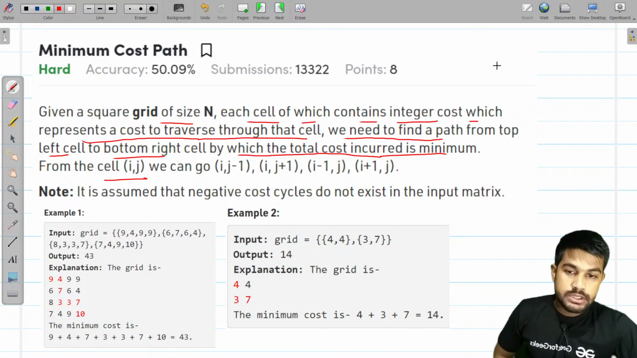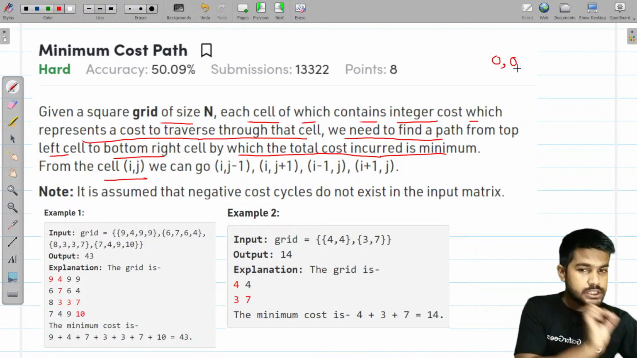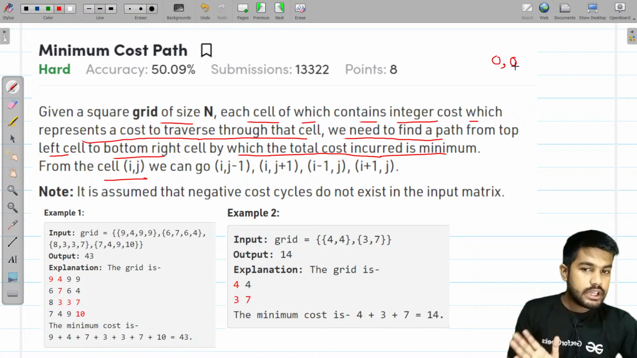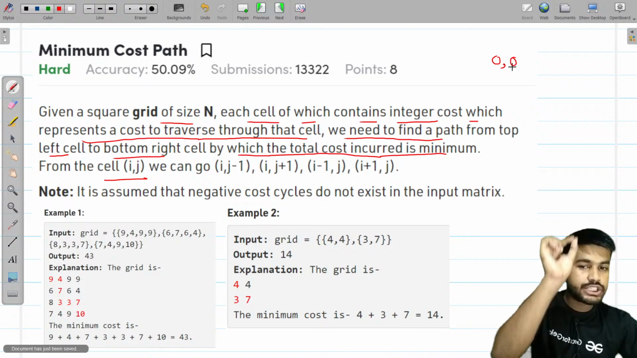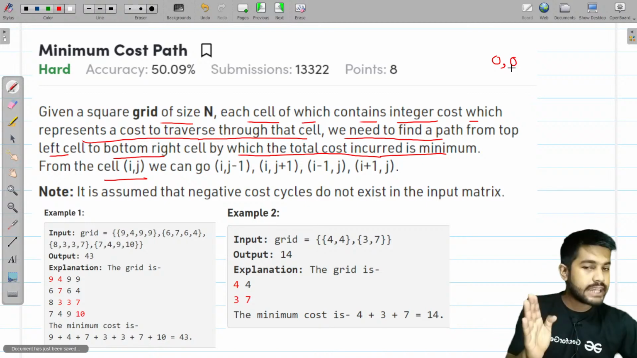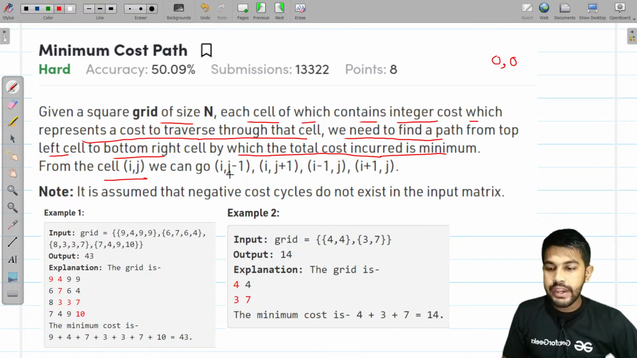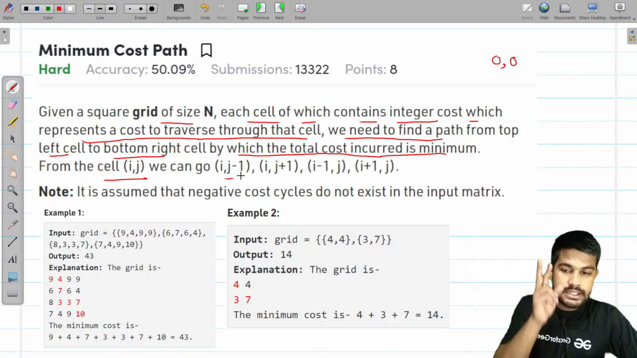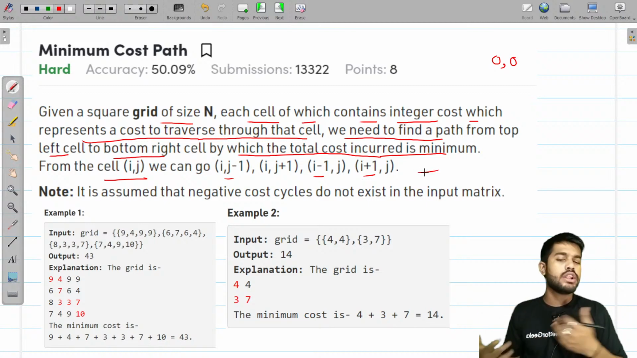Suppose this is (0, 0). If we go in this direction, the x value would increase. If we go in that direction, the y value would increase. In another direction, x would decrease, and in the other, y would decrease. So once y is decreasing, once y is increasing, once the x-axis is decreasing, once the y-axis is decreasing. It means that we can move in all four directions.